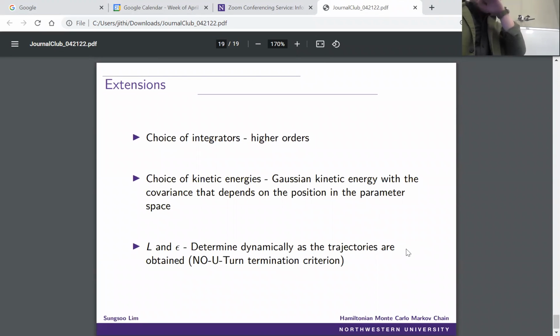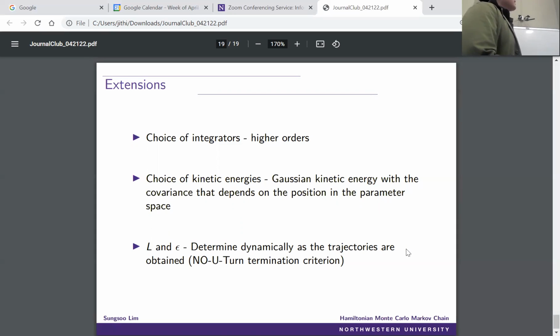Finally, there are some extensions that people have worked on. The three main parameters in the algorithm are the choice of integrators. Sometimes people use higher-order integrators than the leapfrog, since it's first order, as they may have better accuracy and also better efficiency for some classes of target distributions.